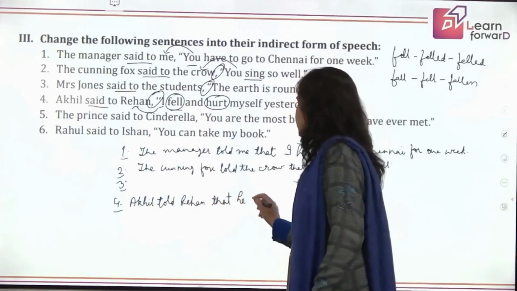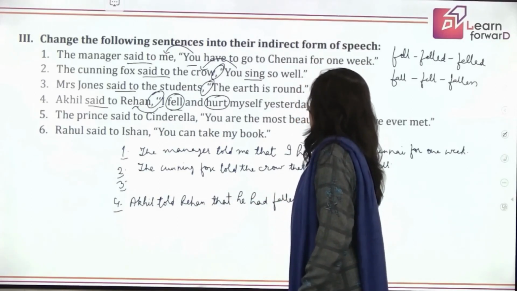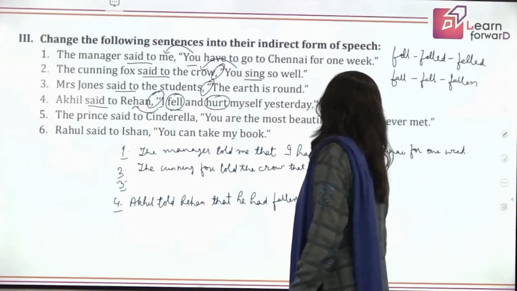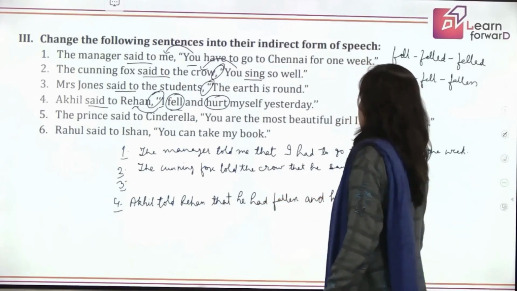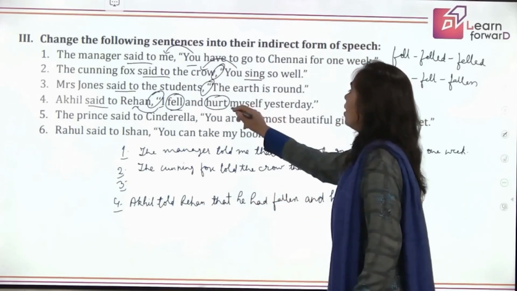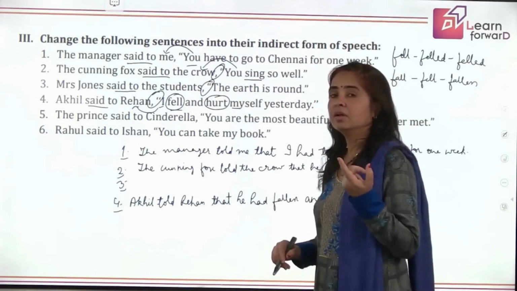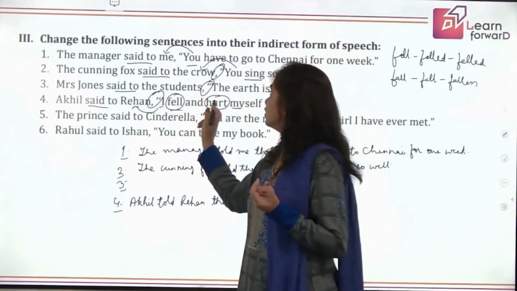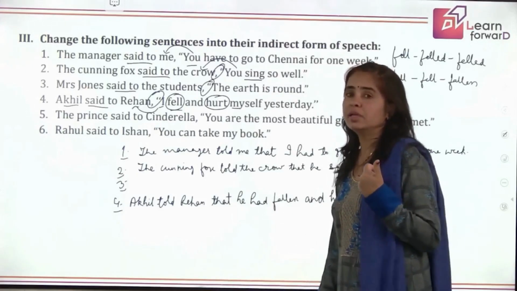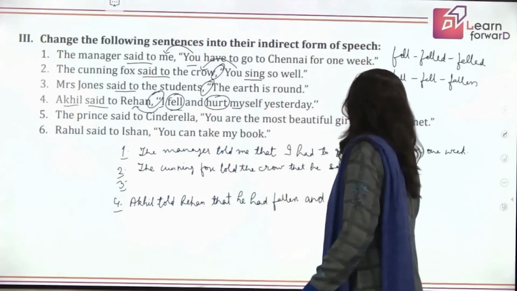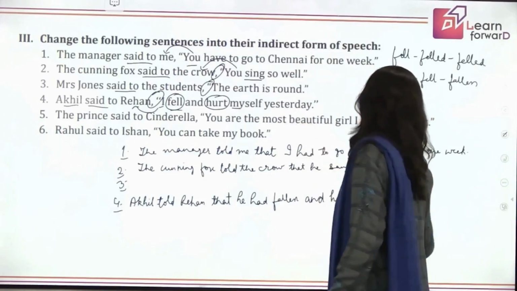Akhil told Rehan that he had fallen. This is the past perfect tense. He had fallen and hurt. The three forms are the same. So we will not repeat had here. It's already here. He had fallen and hurt. Now myself. Again, this is first person reflexive, right? So reflexive first person will change according to the subject, which is singular masculine gender. So it will become himself. Okay? So this is how you make changes in pronouns.